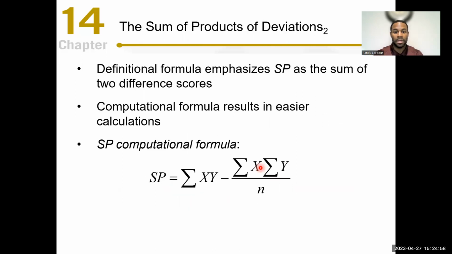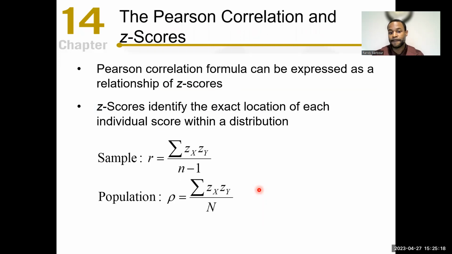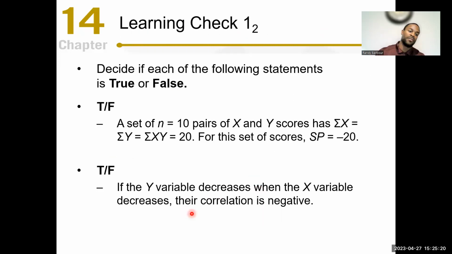SP can be calculated one of two ways. You could do it this way. So we knew that the sum of XY was 20. We knew that the sum of X was 20. We also knew that the sum of Y was 20, and that n is 10. So with n being 10, you just do the math and you should get the answer. For the second question, it says, if the Y variable decreases when the X variable decreases, then the correlation is negative.